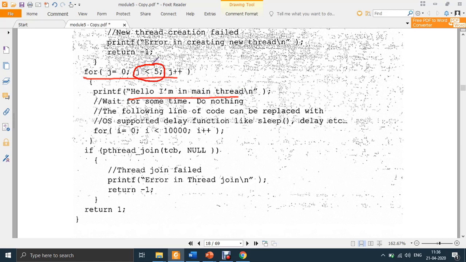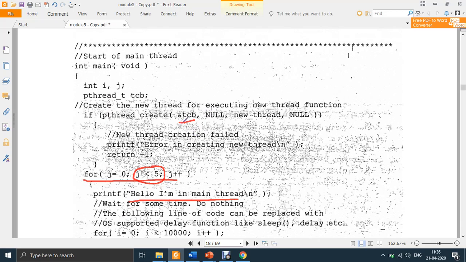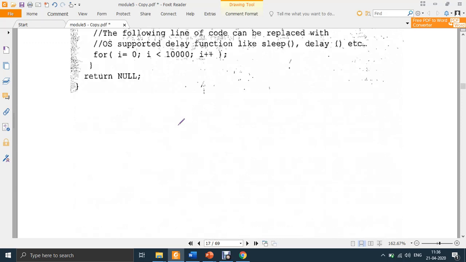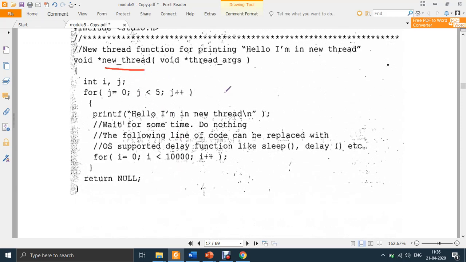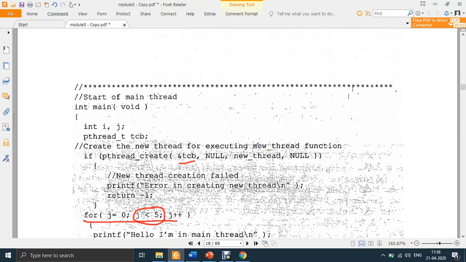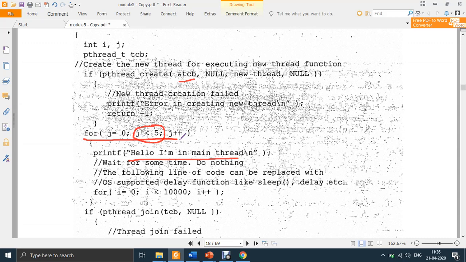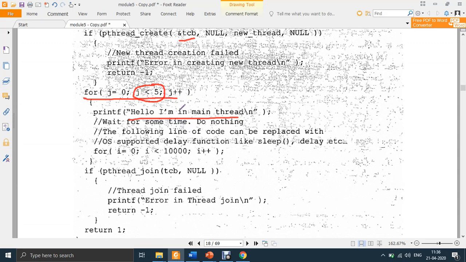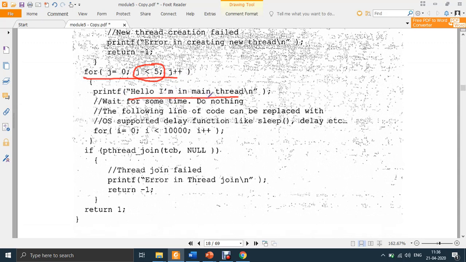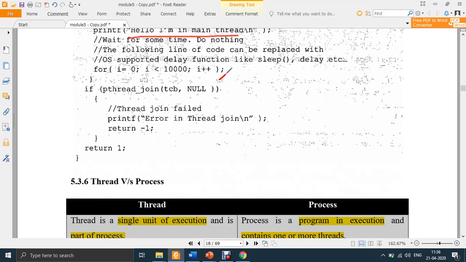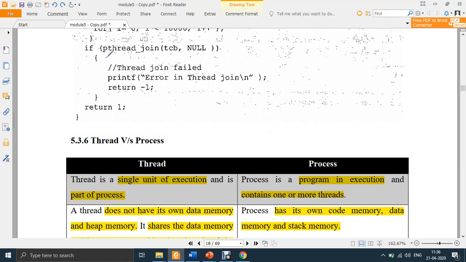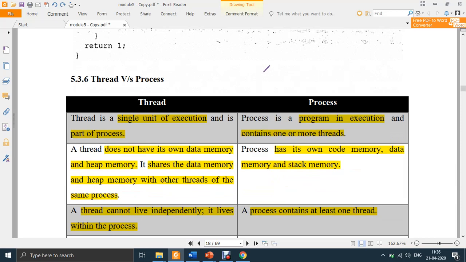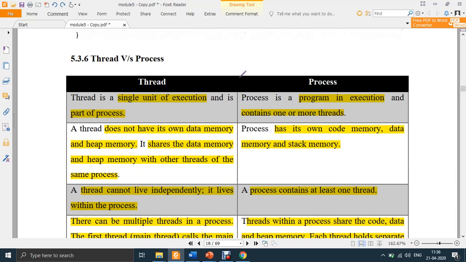So as soon as you create the thread for the function, a new thread, it will start executing and print I am in new thread 5 times. After this is completed, it will go to this for loop and start to execute this, that is, print I am in main thread 5 times. Again after that, there is a delay. You can also use join. Why are you using join? So that you can block a particular thread or a process if there are multiple threads.